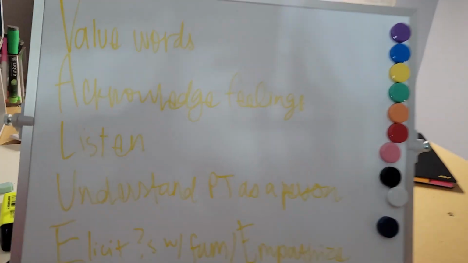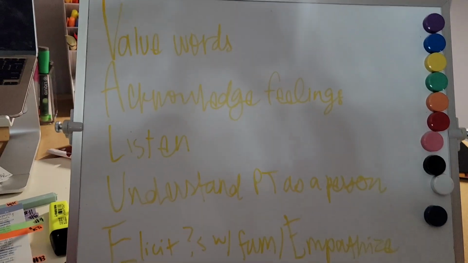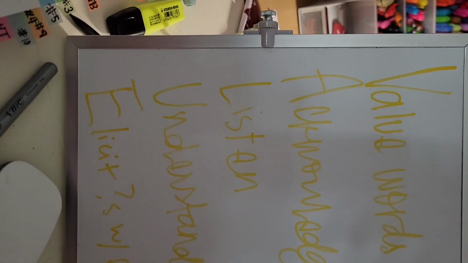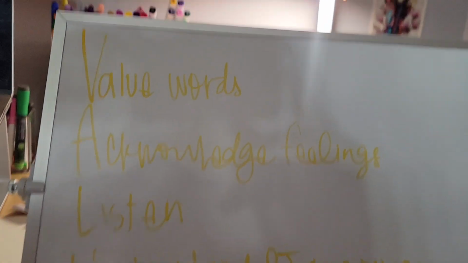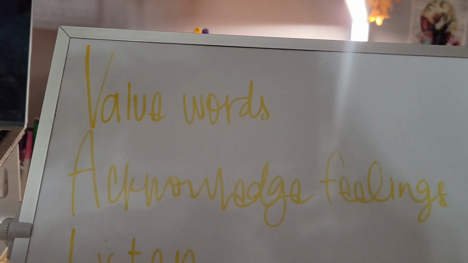So now we'll go over the value mnemonic. So, mnemonic, we have value. So valuing their words. So if you remember the mnemonic value, remember we're valuing what they're saying. It's very important to us. We can appreciate where they're coming from.